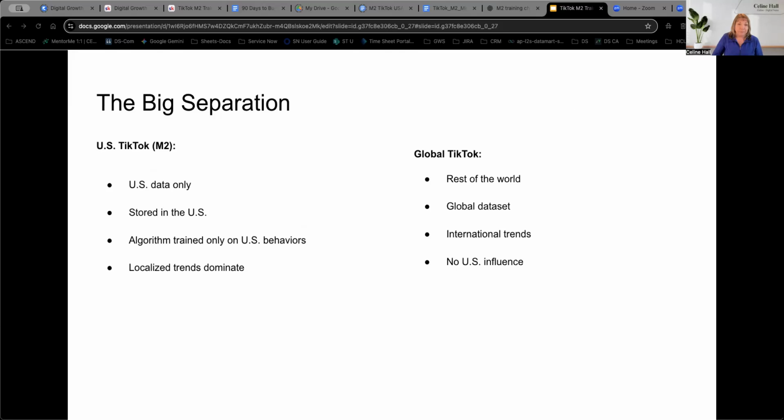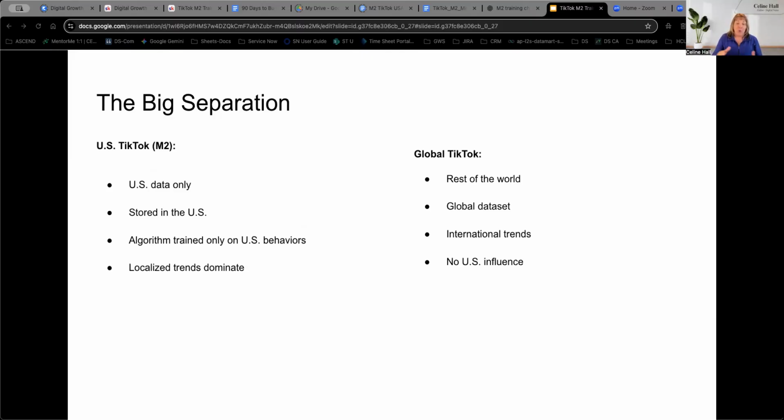And that's a key point because that is going to help direct the type of content that you're going to be creating. And on the global TikTok side, everyone outside of the US keeps using the global version. So that includes me. The algorithm is trained on international behavior. So this will be across Europe, Asia, Latin America, Africa, and the northern and southern parts of North America. So Canada and Mexico.